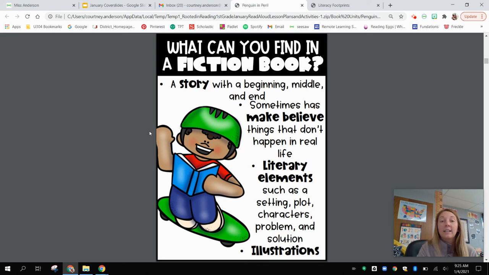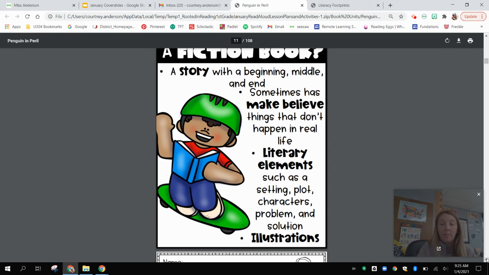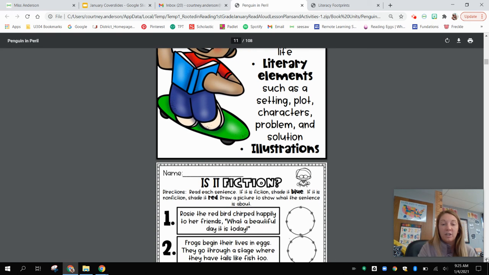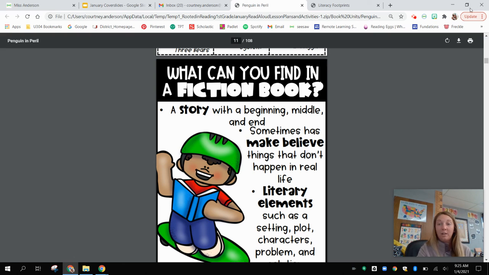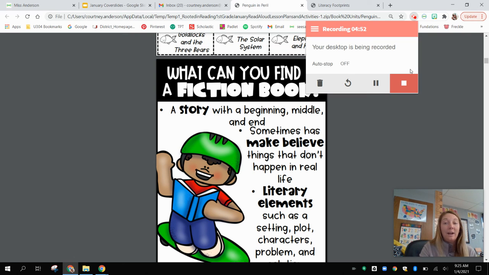And we're going to do an activity similar to the one we did yesterday about determining if something is fiction or nonfiction. So I will post that on Seesaw for you to do as well. So great job, everybody. And I hope you enjoy the story Penguin in Peril because it is a fun fiction book.